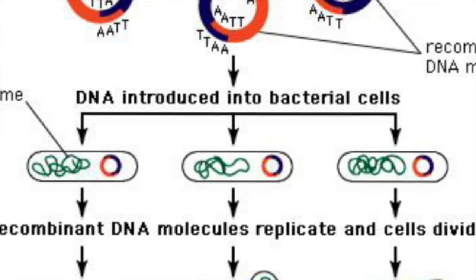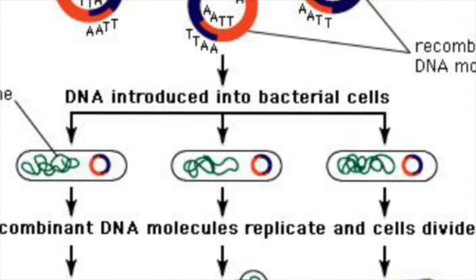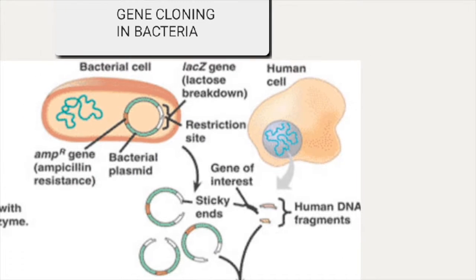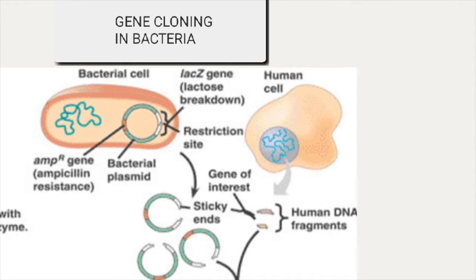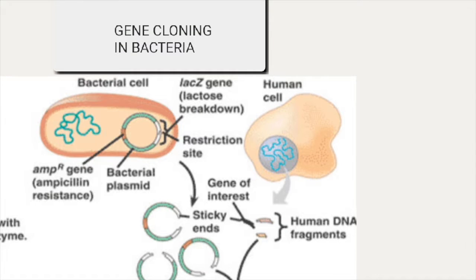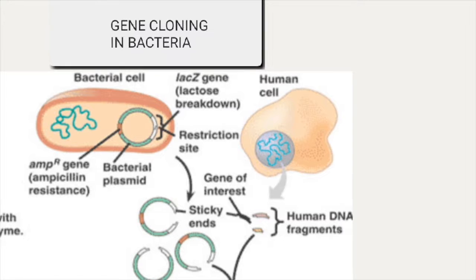These recombinant DNA molecules can then be introduced into bacterial cells to produce clones. Now let's talk about gene cloning in bacteria. Gene cloning is the process of manipulating DNA to produce many identical copies of a gene or another segment of DNA in foreign cells. The following steps are involved.